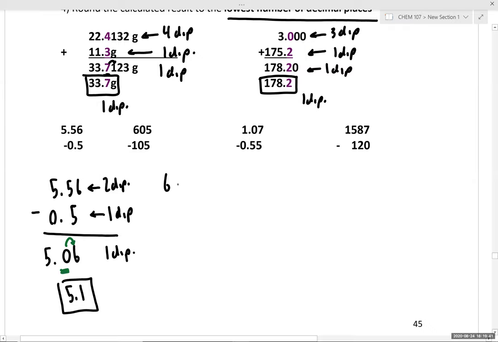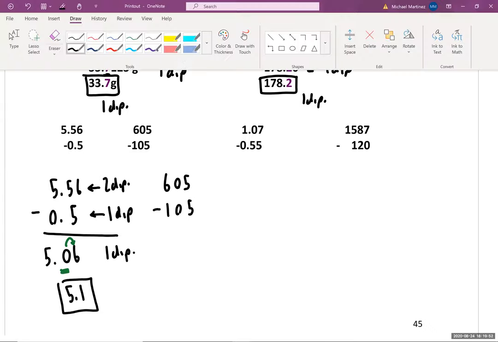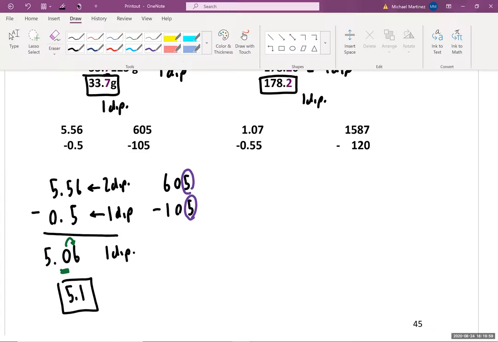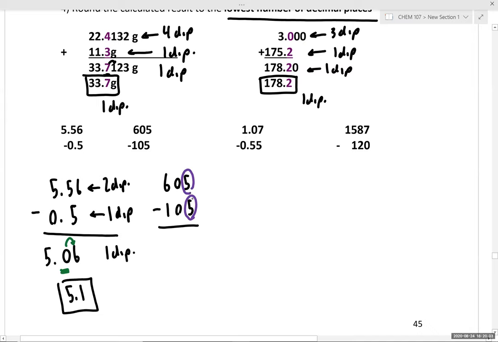Let's do another example. If we have 605 minus 105, both of these numbers do not have a decimal point. So in turn, I'm going to circle my last significant digit. We're going to round our final answer to the same place as our last significant digit. So we subtract 605 minus 105, and that in turn gives us 500. We can report up to the ones place. So in turn, we write our final answer as 500 dot, making very clear that this ones place is our last reported significant place.